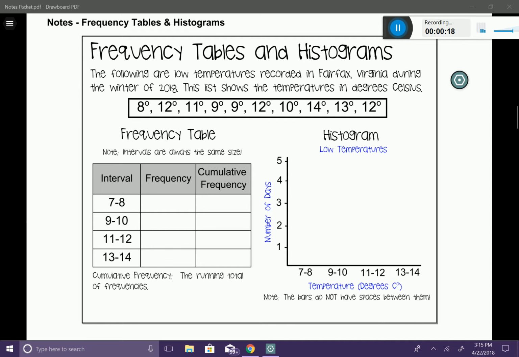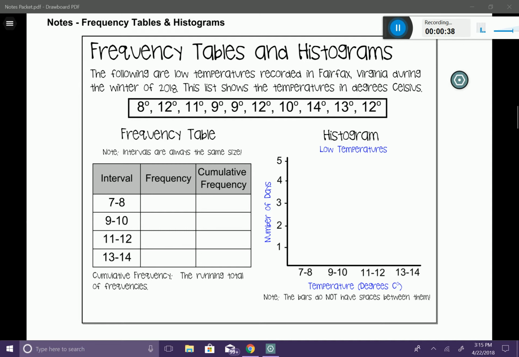Okay, the following are low temperatures recorded in Fairfax, Virginia during the winter of 2018. This list shows the temperatures in degrees Celsius. Okay, here is my data set and all of my degrees. I am first going to use this data set to create a frequency table. All right, let's take a look at the frequency table below.